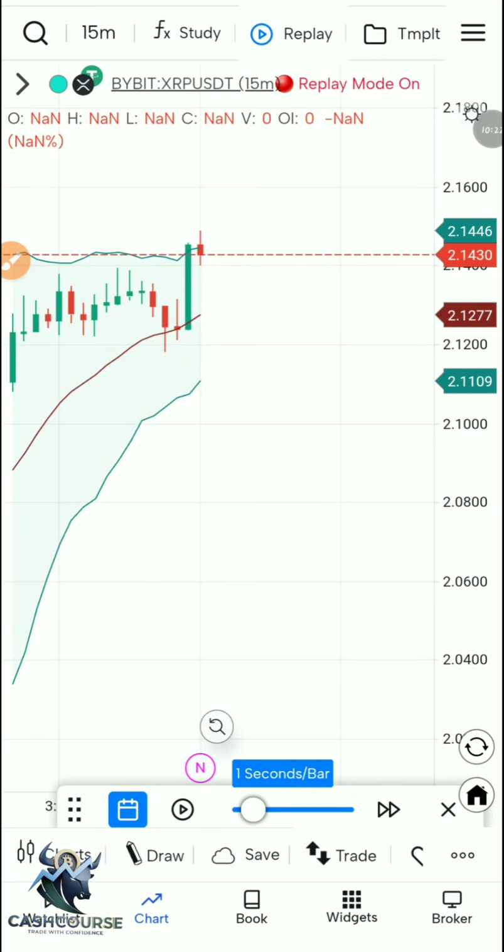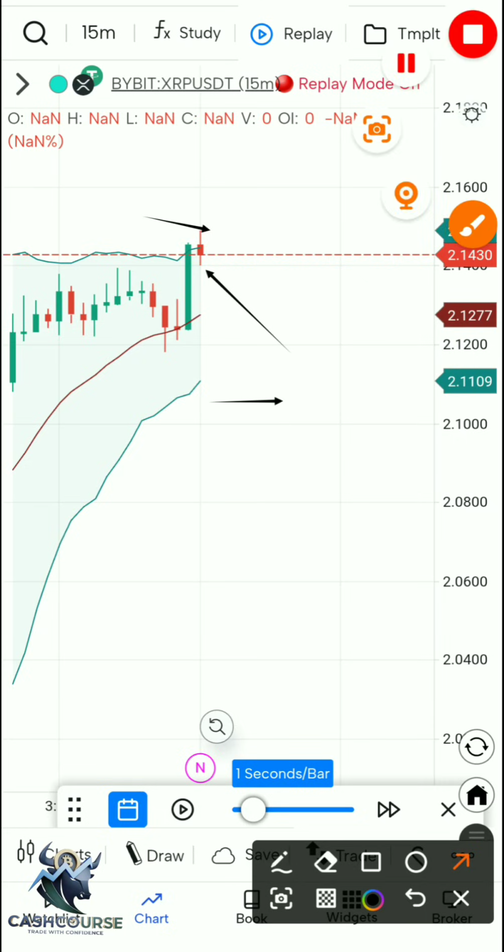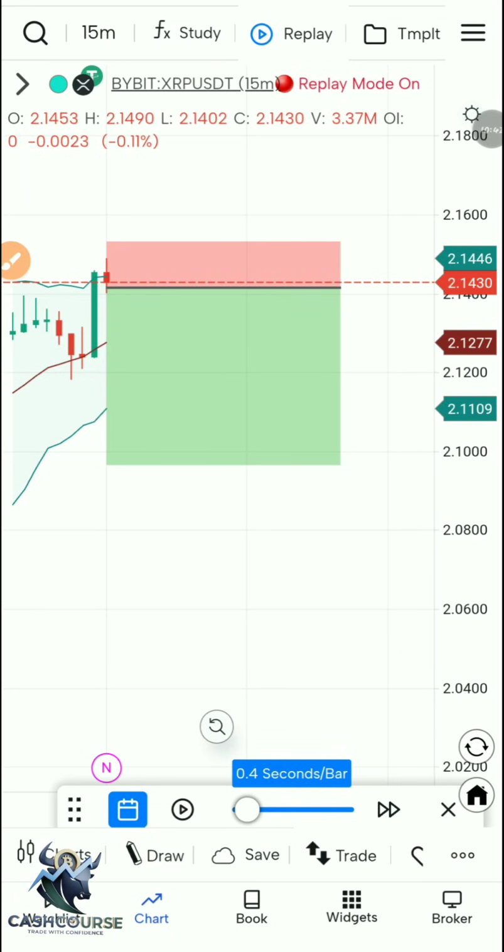Now I'm going to place an entry over here. Let me show you. I'm going to place an entry over here, and my stop loss is going to be just right above this candlestick like this, and my take profit is going to be somewhere around here. Now let's see how this is going to play out. So I've placed my entry. Now let's see how it's going to play out.